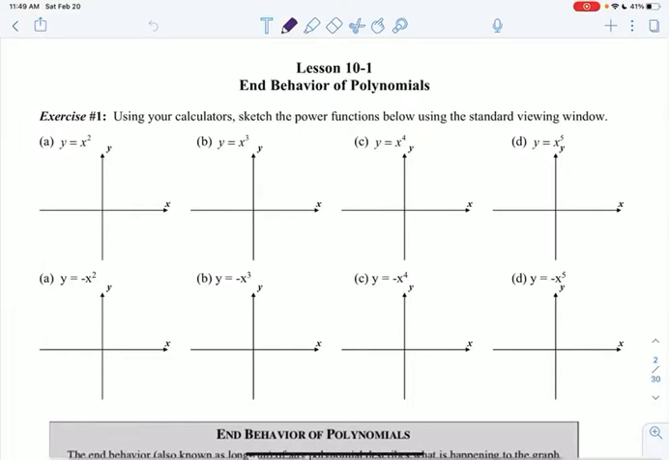Algebra 2, this is Unit 10, Lesson 1, and today we're going to talk about end behavior of polynomials. So I used a calculator to look all these up, and you certainly can put them in your calculator also. We're just going to do a sketch of these functions.